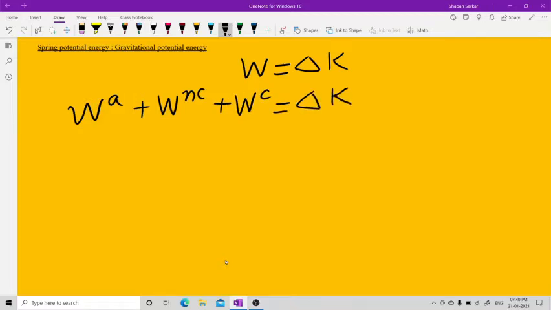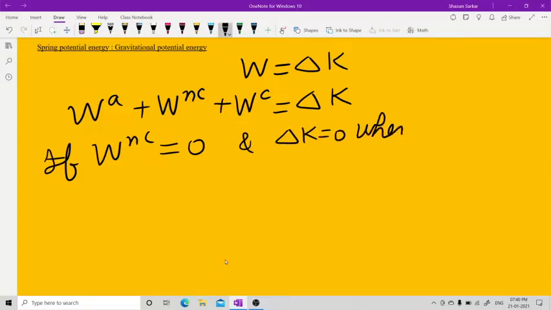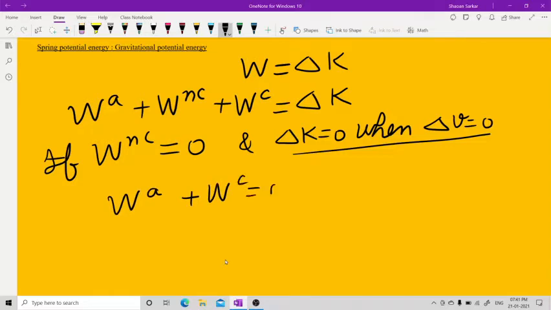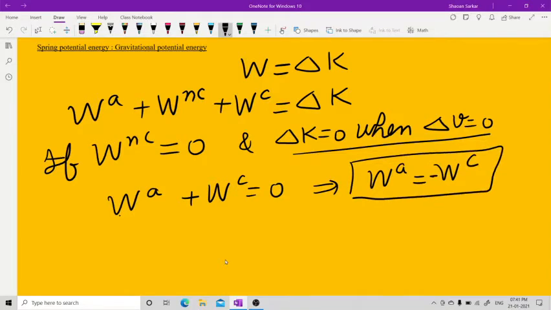Now, if work non-conservative is 0 and delta K is 0, when change in velocity is 0, this is a very important thing. So you will have work applied plus work conservative is equal to 0. This will give me work applied is equal to minus work conservative. This is a very, very important relation.